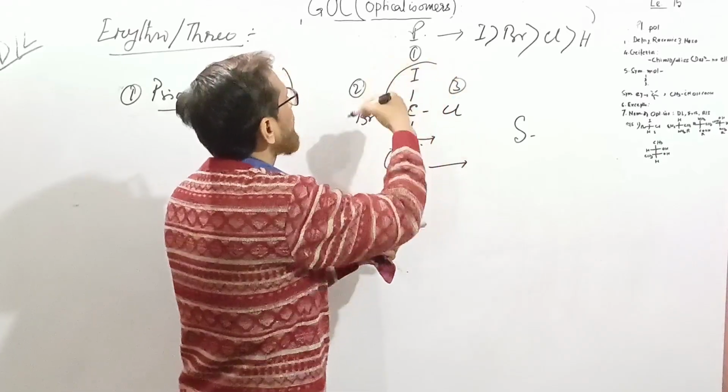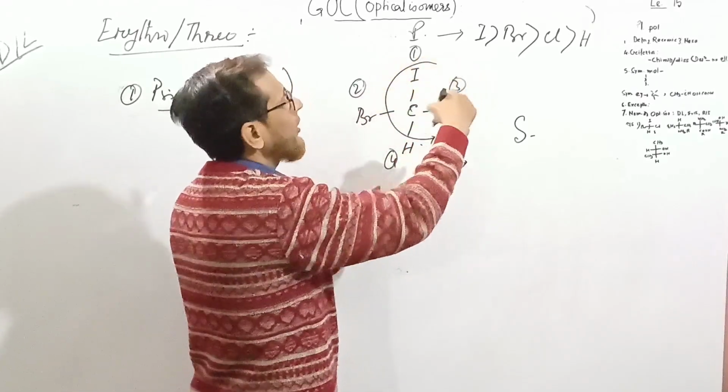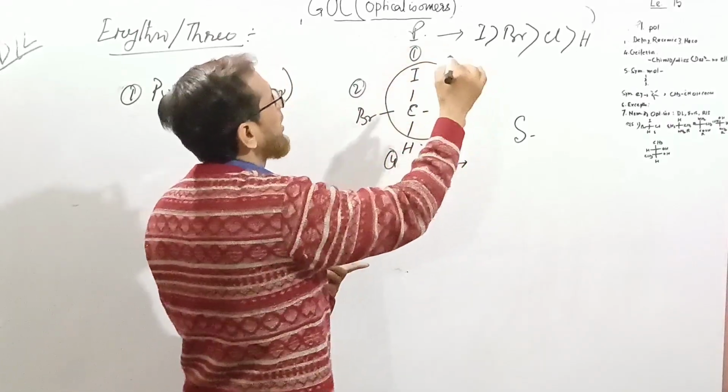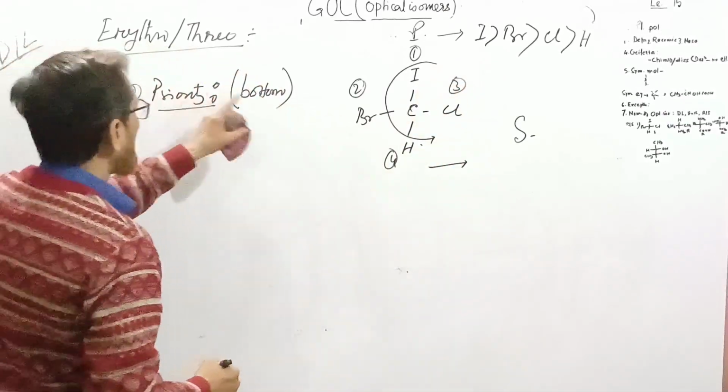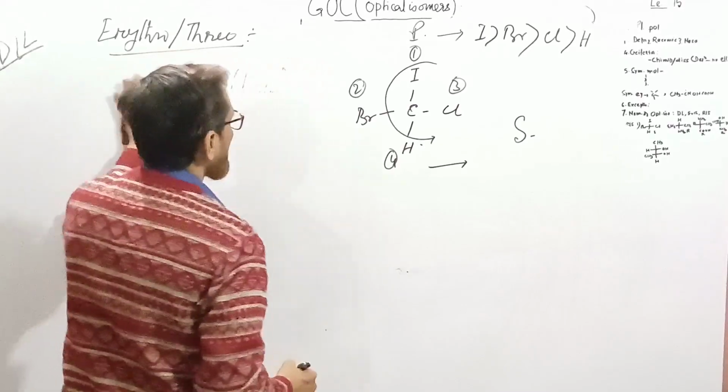In terms of priority, place 1 to 3 and see the rotation, whether it is clockwise or anti-clockwise. If it is clockwise, it is R. If it is anti-clockwise, it is S. It is anti-clockwise when H is at the bottom.